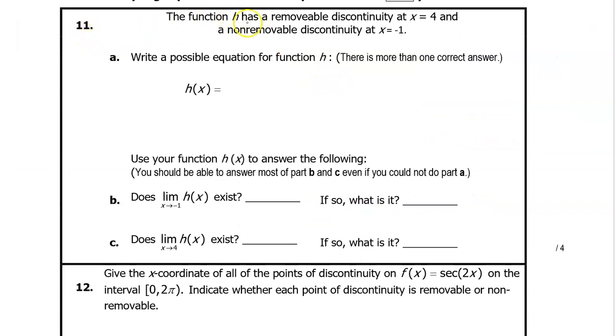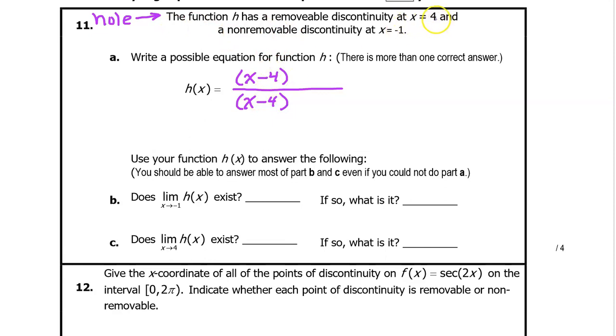Number 11. The function h has a removable discontinuity at x equals 4 and a non-removable discontinuity at x equals -1. For part A, write a possible equation for function h. Well, when they say that function h has a removable discontinuity, they are talking about a hole. And you are going to get a hole at x equals 4 if we have two factors of x minus 4 that cancel each other out. So if we have an x minus 4 in the numerator and the denominator, that's how you get a hole at x equals 4.